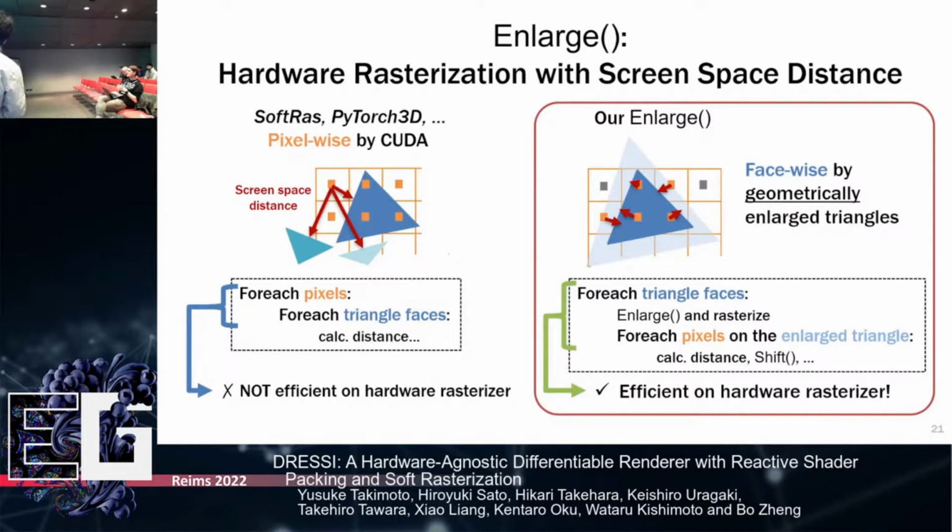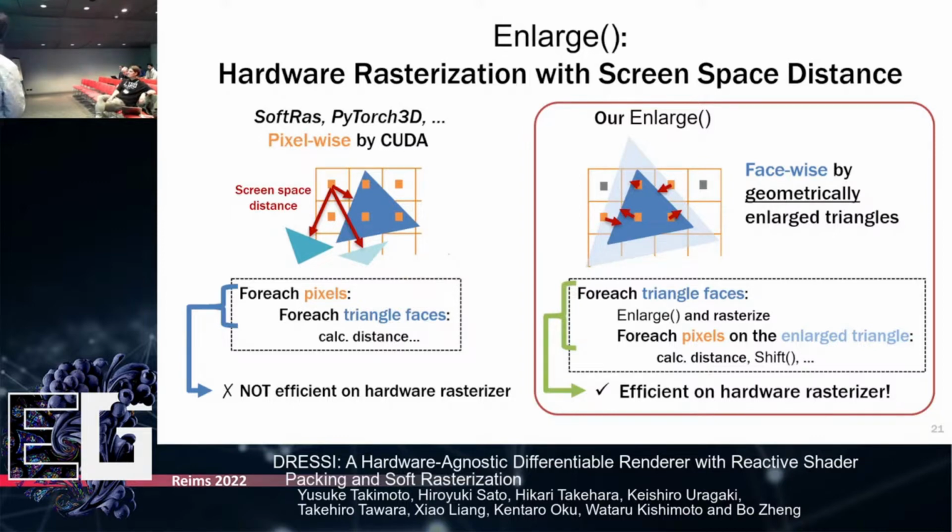Okay, so next I will introduce the enlarge process, hardware rasterization with screen space distance. SoftRas or PyTorch3D, etc., use pixel-wise CUDA computation to generate screen space distance. Screen space distance is the pixel-to-triangle-edge distance. Actually, this is very important for rasterization backward to propagate screen space gradients to 3D vertex attributes.